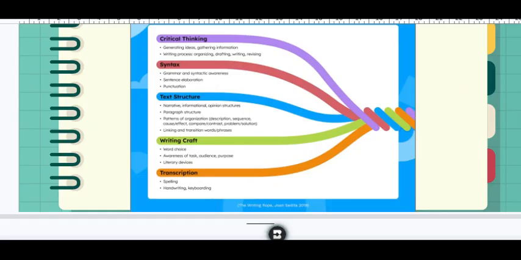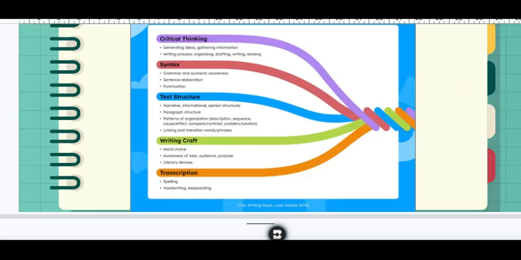We think of our narrative writing, informational, opinion structures, a paragraph structure. Think about those paragraph frames. We think about transition words and how we connect all of that together. So it's with that organization. When we think of writing craft, we're thinking of word choice. We're thinking about the audience. Who are we writing for? We're thinking about the purpose. Why are we writing this?